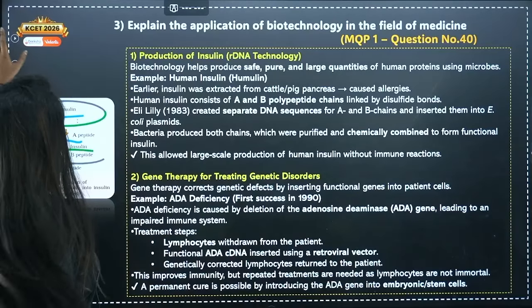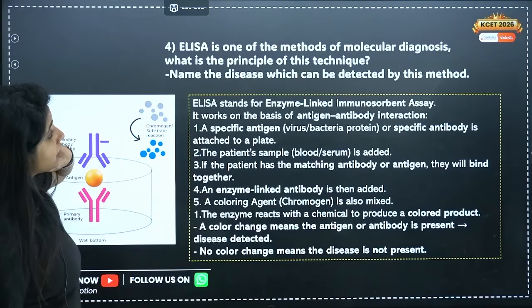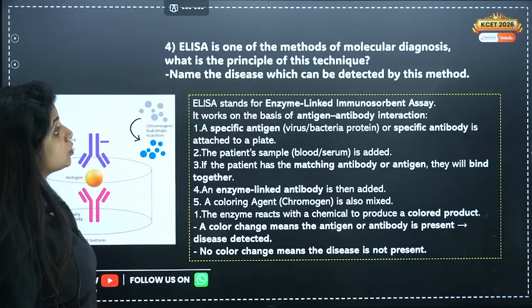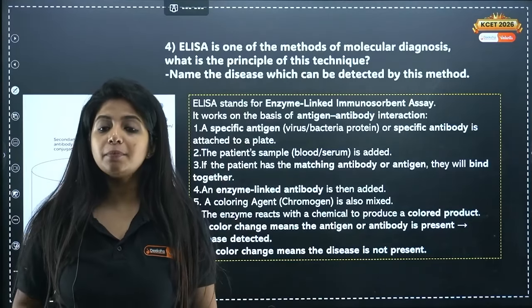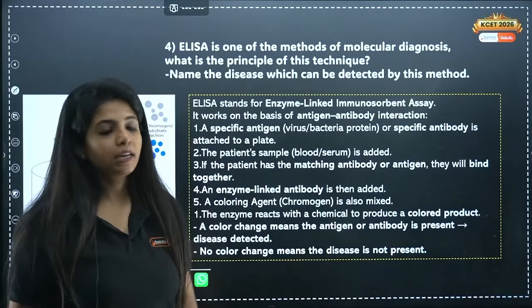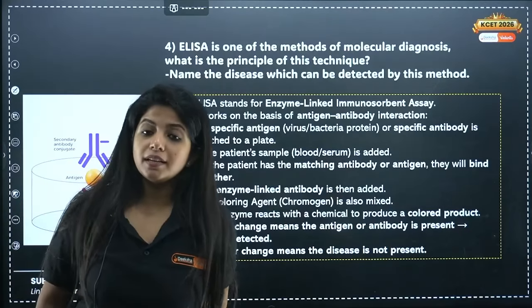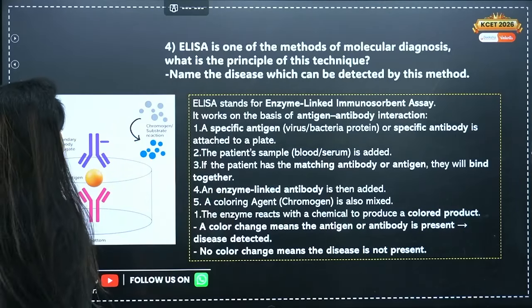That's all. Okay. Now, ELISA is one of the methods of molecular diagnosis. What is the principle of this technique? Antigen antibody binding is the principle. And name the disease which can be detected by this method. It is AIDS. So how does it work?